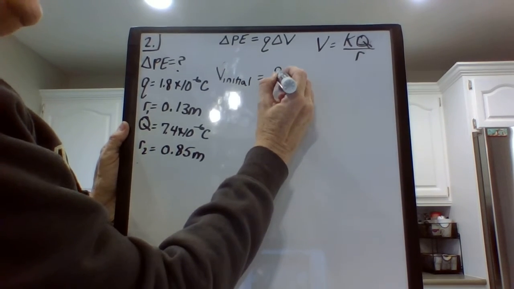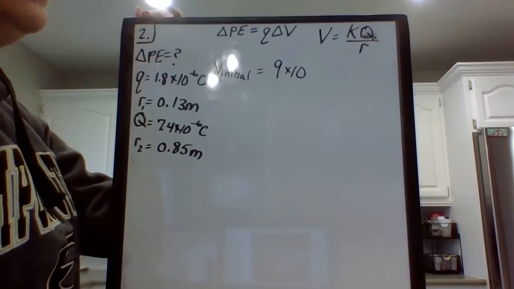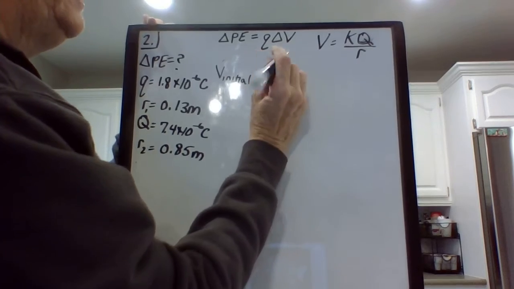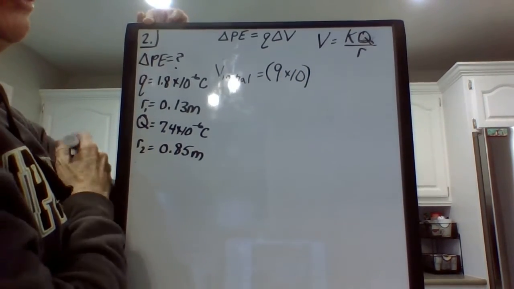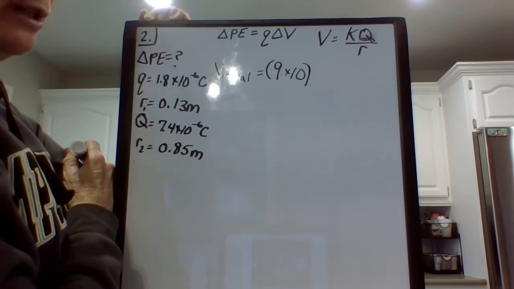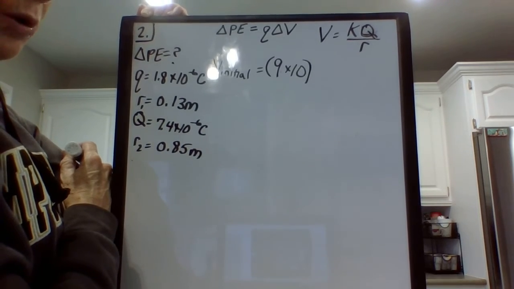K being Coulomb's constant, and I'm not going to write all the units for that, just because of space. It gets really cluttered, but you should not be leaving those out because you should have plenty of paper to write on. So 9 times 10 to the 9 newtons times meters per coulomb.